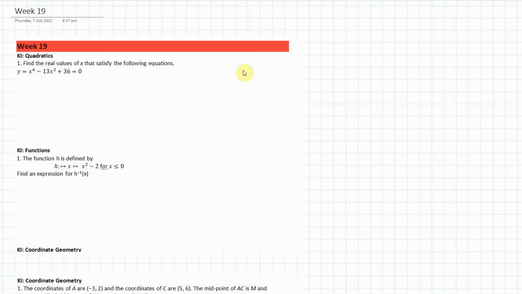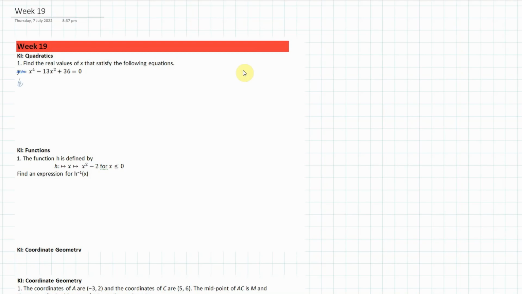Here we are, week 19, Pure Maths 1 maintenance. First question is a quadratics question, finding the real values of x that satisfy the following equation. I think it should be this.